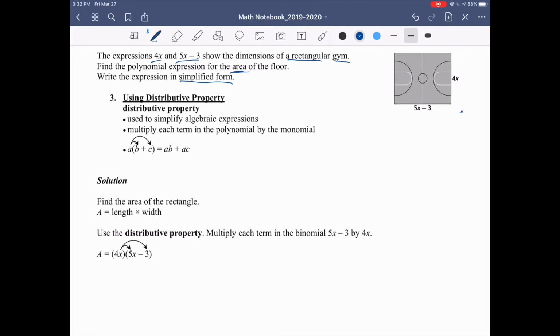So we're going to use something called distributive property. Okay, and you might have heard of it before, and it's really helpful to solve these kinds of questions quickly without any type of drawing. So it's used to simplify algebraic expressions, and basically all you have to do is multiply each term in the polynomial by the monomial, okay? And they showed you an example here. If you have a times b plus c, monomial times binomial, you multiply out the a, so you do a times b, ab, plus a times c, which is ac. Okay, and we're going to do that to solve this problem.